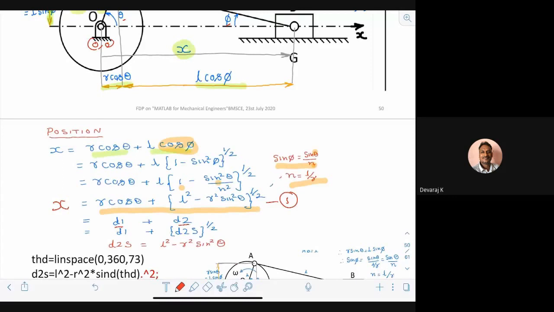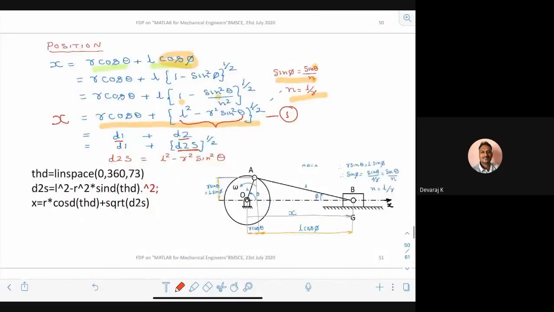But in the program, to avoid repetitive typing, I can take the value L square minus R square sin square theta as d2s. Then if I want d2, I raise it to the power of half. The same thing is reflected in your velocity and acceleration equations. So instead of writing L square minus R square sin square theta each time in your program, you define it as d2s. Remember, when you code it, I want you to observe this important point.